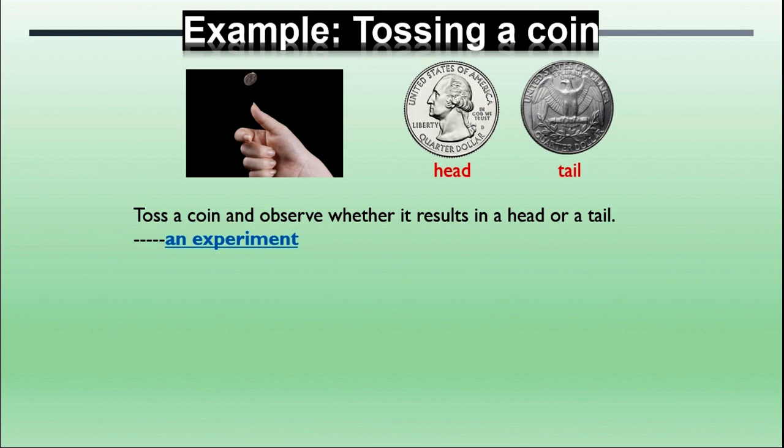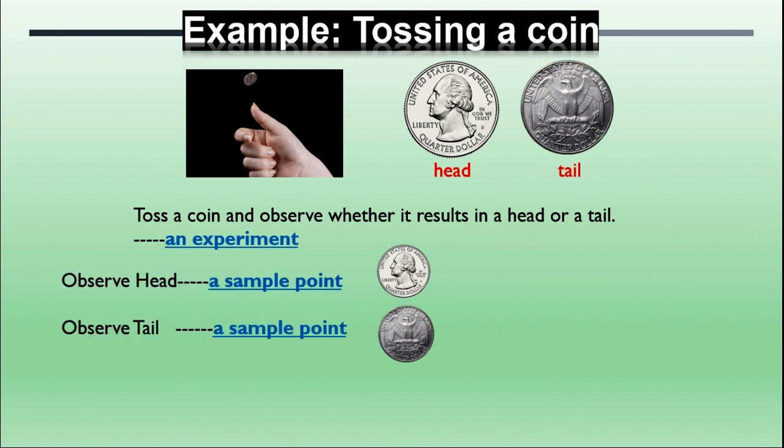Because observing the outcome of an experiment is similar to selecting a sample from a population, the basic possible outcomes of an experiment are called sample points. For example, observing a head is a sample point, and observing a tail is also a sample point. The sample space of an experiment is the collection of all its sample points.